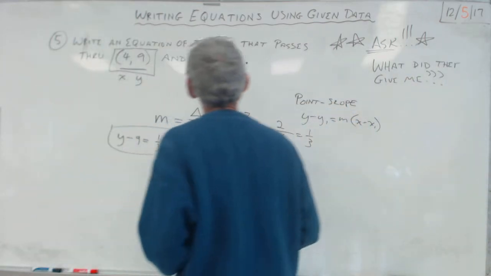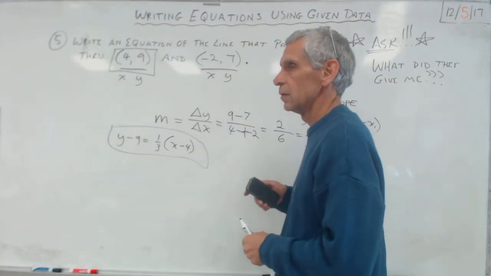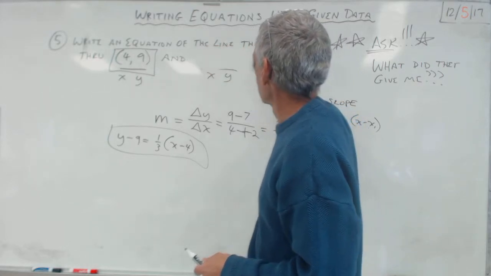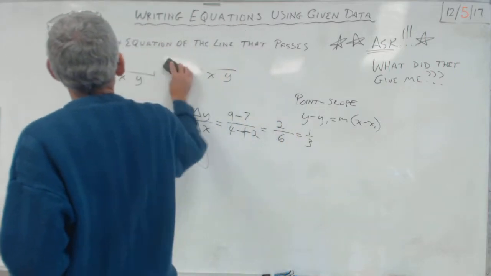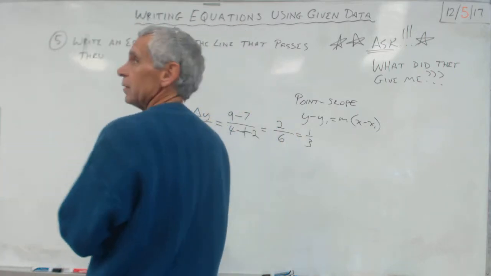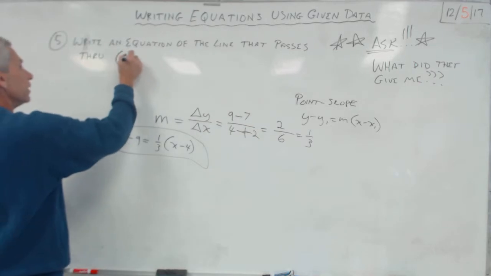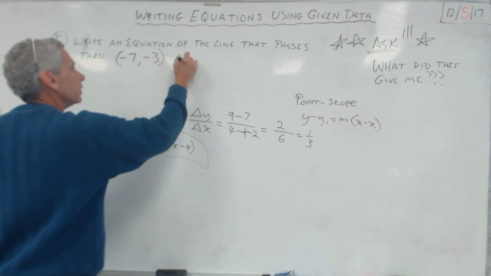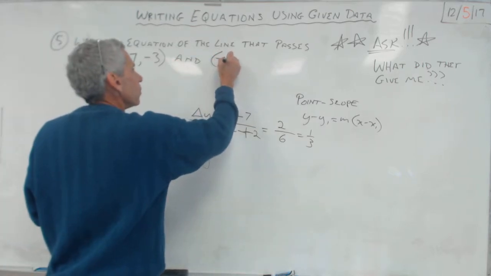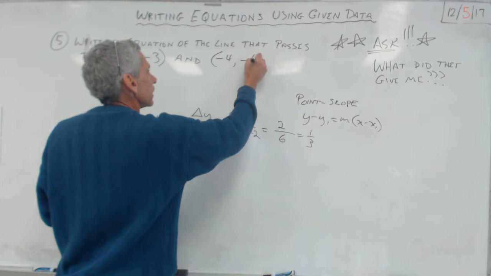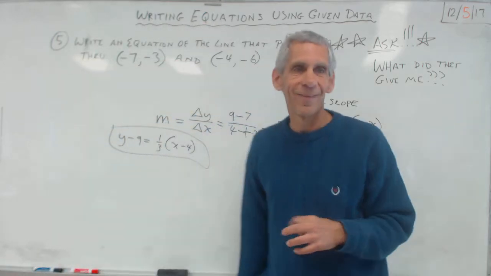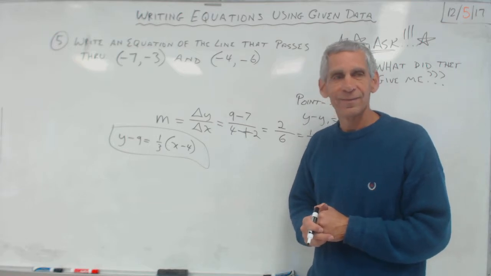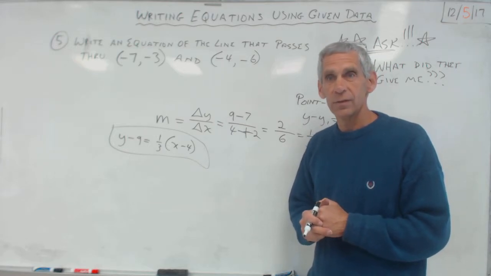All right, so can I erase? You can erase. I'm just going to erase this part, and we're going to put up two new points. Write an equation of a line passing through (-7, -3) and (-4, -6).